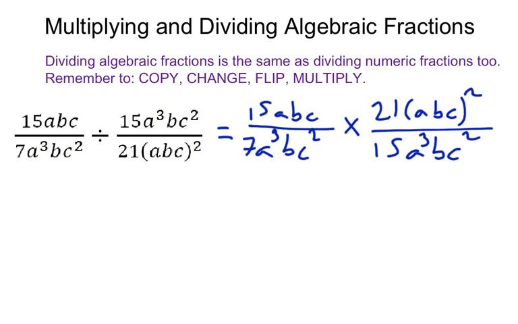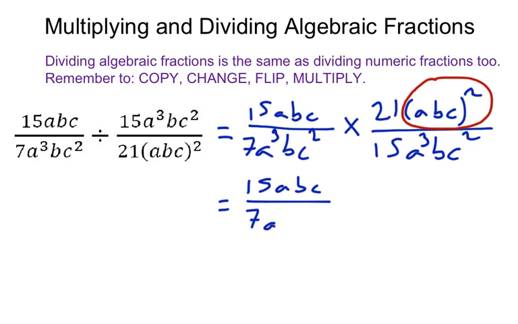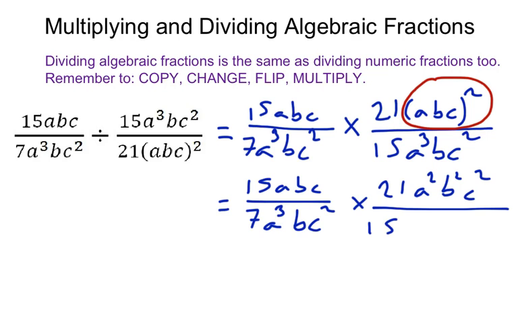We're now going to want to multiply out that abc squared that appears in the second fraction, and that simply gives us 15abc over 7a cubed bc squared times 21a squared b squared c squared over 15a cubed bc squared. And now we can start cancelling.